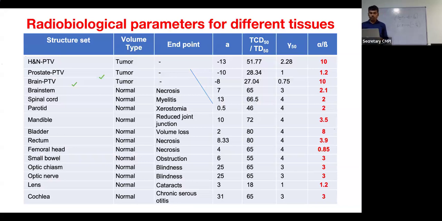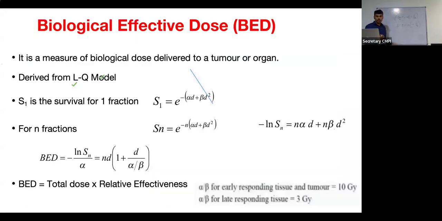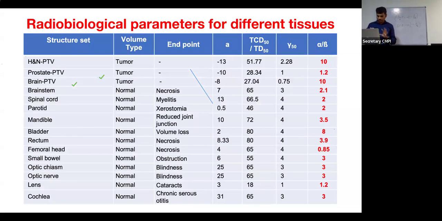So if you want to calculate BED for any tissue, any tumor, normal tissues, anything, you need to know the alpha by beta of that particular tissue. Otherwise, the rest of the things, D, N, and all, are there in your treatment prescription. So you can calculate it. Data is available in the literature. I'm not saying that it is perfect, it can vary a little bit. But this alpha by beta is available for tumors, different PTVs, different types of targets, and normal tissues.